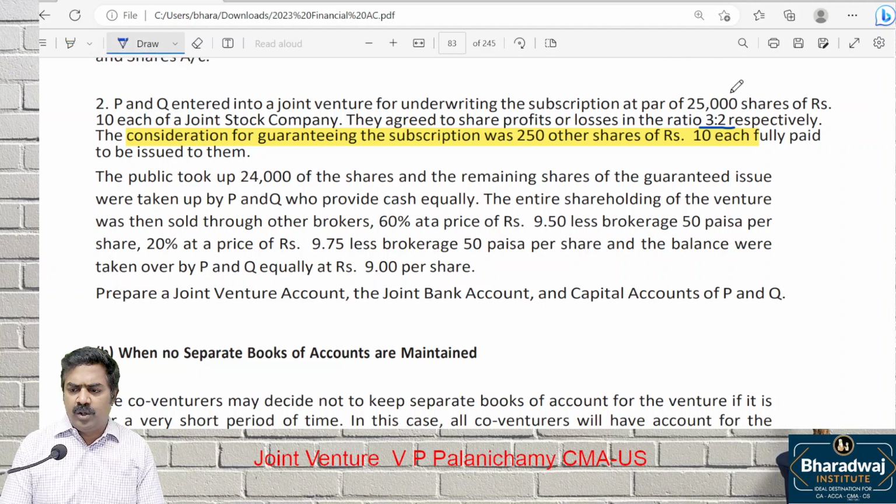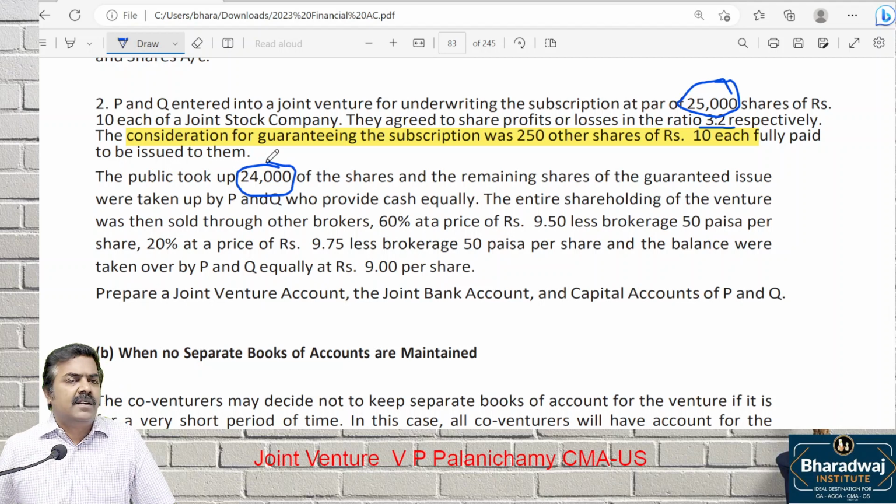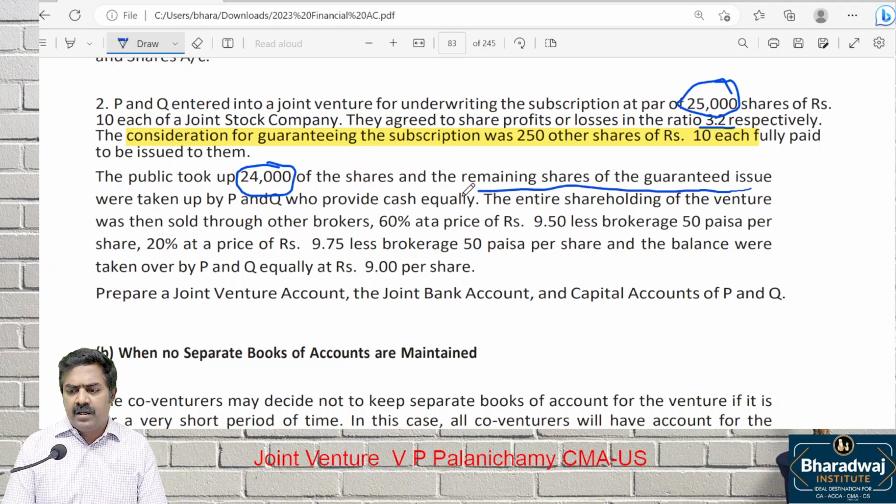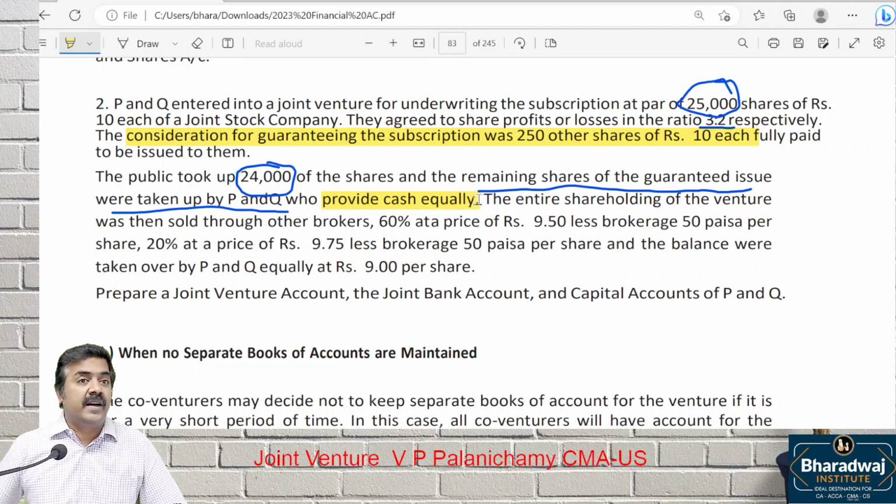24,000 shares. Look at how many shares are issued? 25,000. But the public took up only 24,000 shares, which means how many remaining shares are to be taken up by the underwriters? 1,000 shares are to be taken up by underwriters. The remaining shares of the guaranteed issue were taken up by P and Q, who will provide cash equally. Who are the underwriters? The co-venturers.